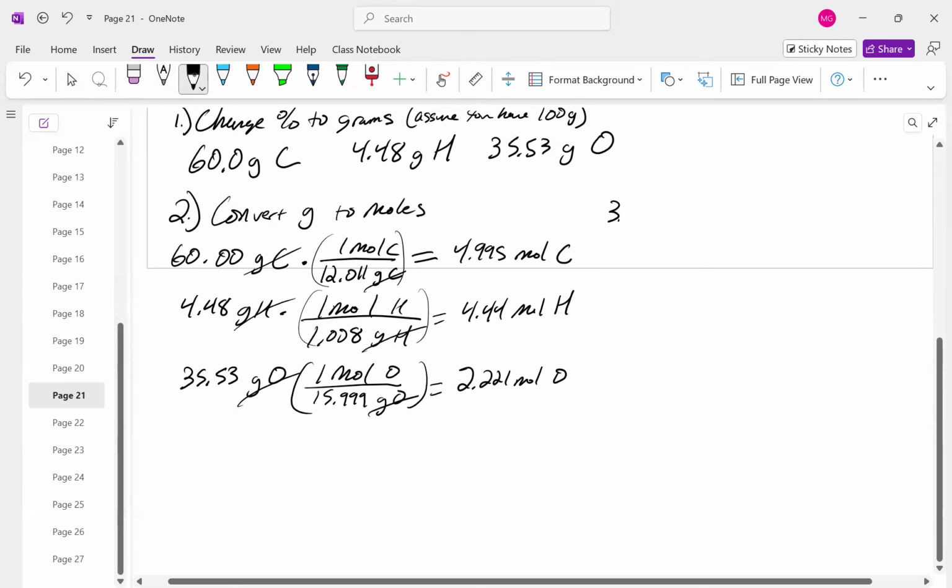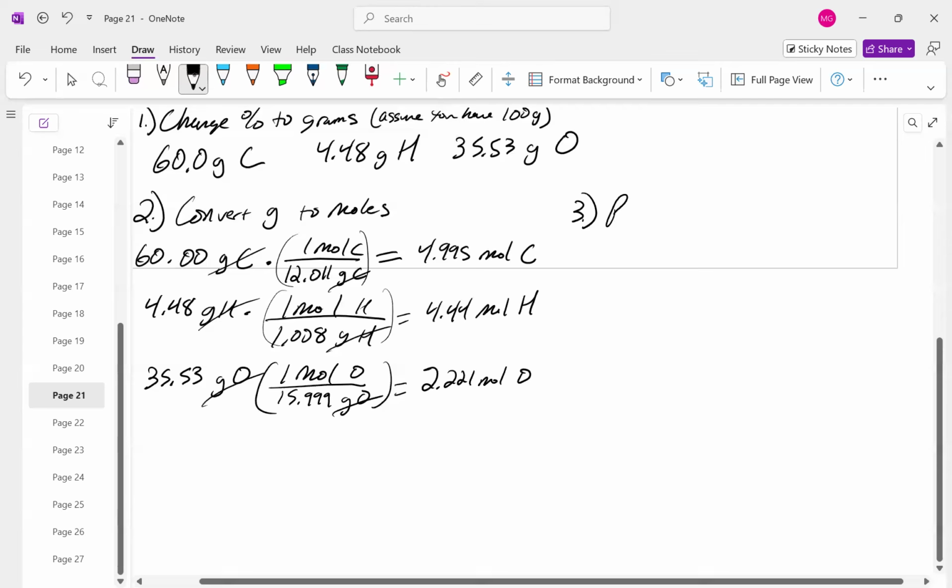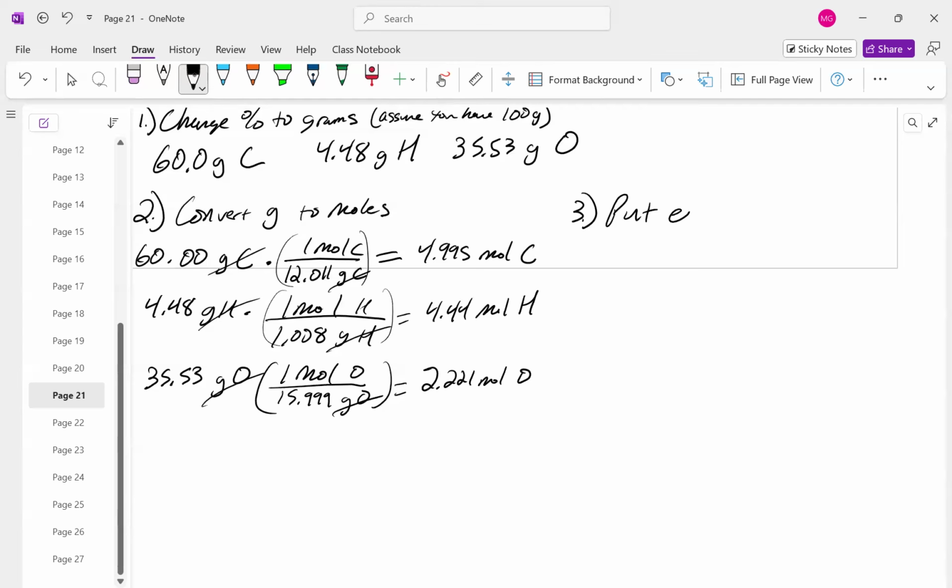Step 3, I'm going to take each of those mole values I just calculated in step 2. So put each mole value over the smallest mole value. So for this list, it's oxygen. And so I'm going to do this for each element. So for carbon, it looks like this.